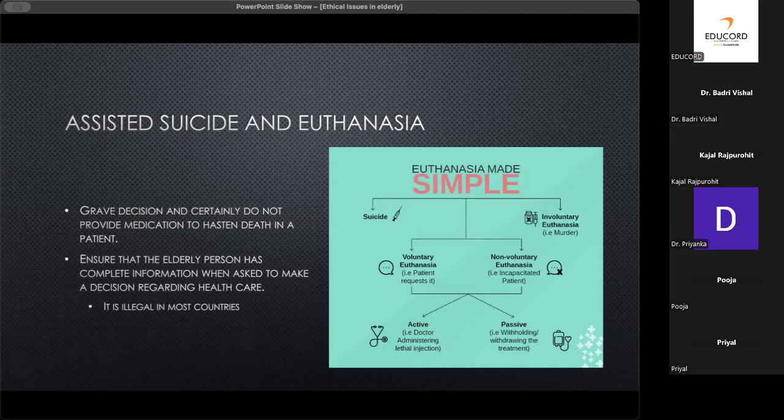You have to remember this: euthanasia is illegal in most countries. It is against the country's rules and the religious values of many people. They don't give permission for these things. Is that clear to everyone? Yes, sir.